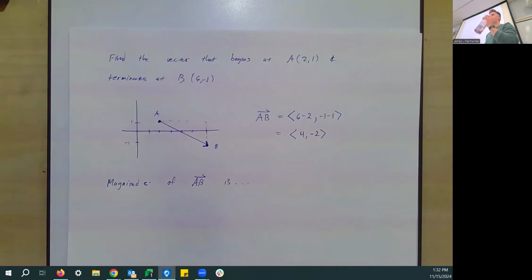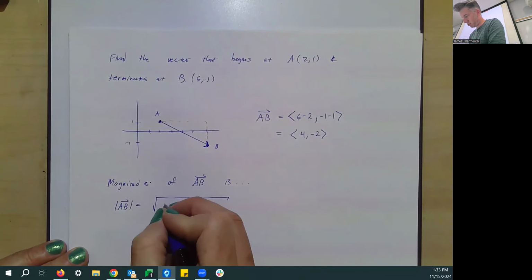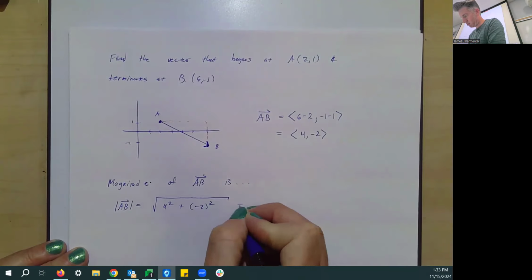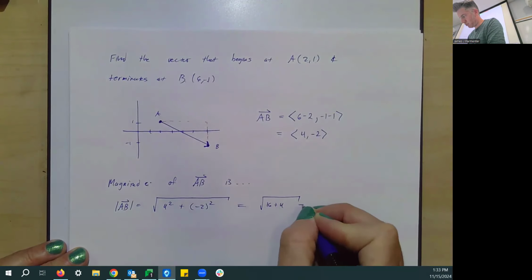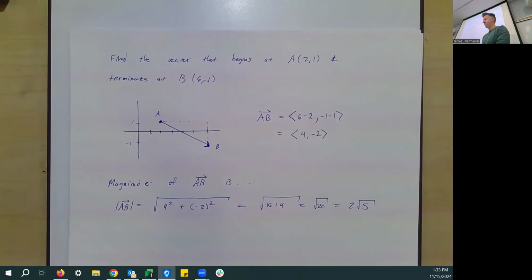I'll give you a minute. A minute seems too long. That is the magnitude of the vector AB: square root of 20, or simplified, 2 root 5.